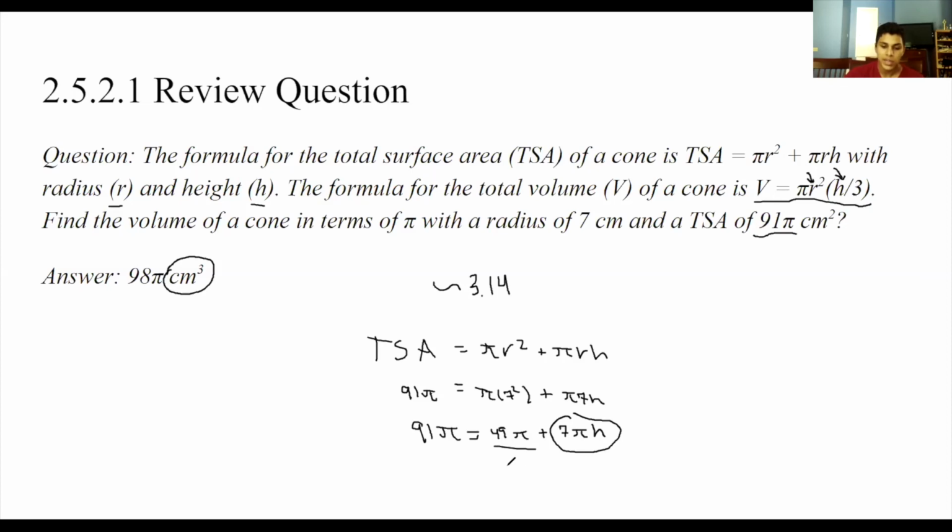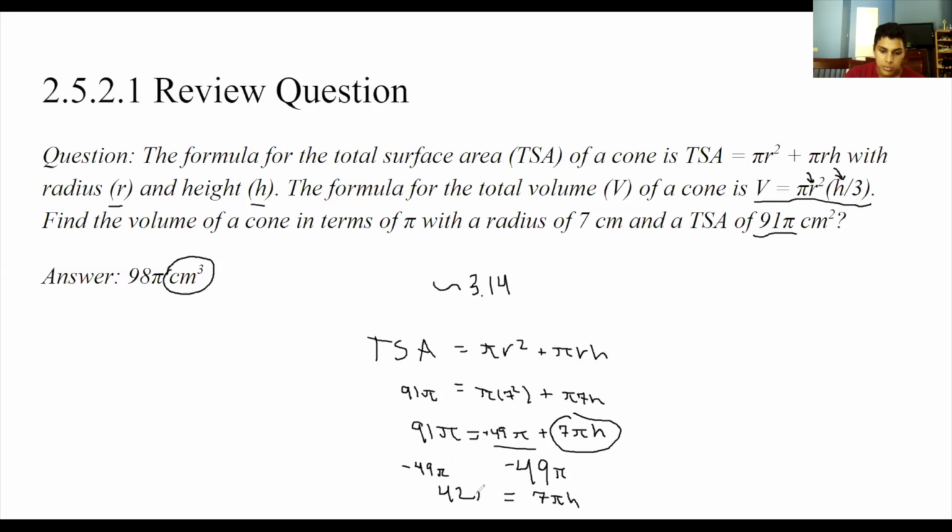And the way that I do that is I need to subtract 49 pi from both sides of the equation. Because this is a positive 49 pi, I subtract 49 pi to get rid of it. So if I subtract 49 pi from both sides of the equation, on the right-hand side of the equation, which is this side, it just leaves me with 7 pi h. And on the left-hand side, it leaves me with 42 pi.